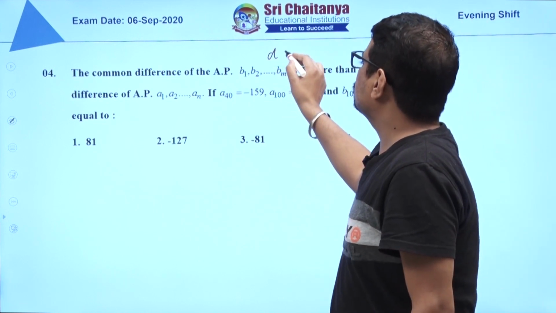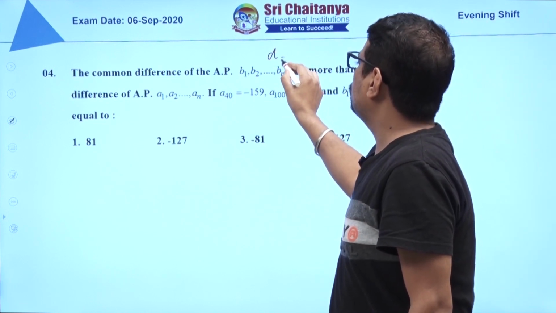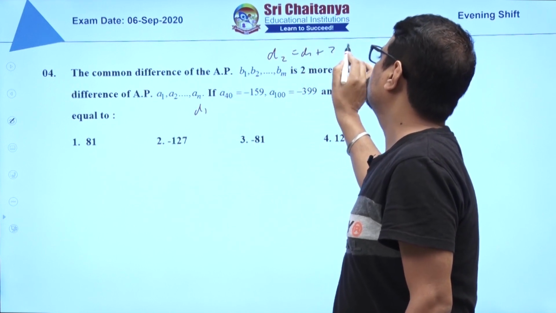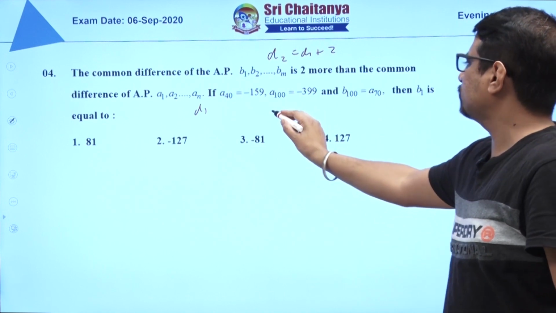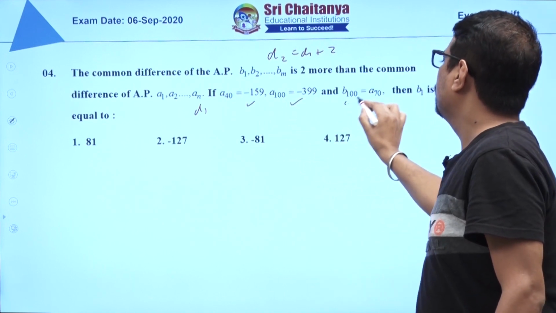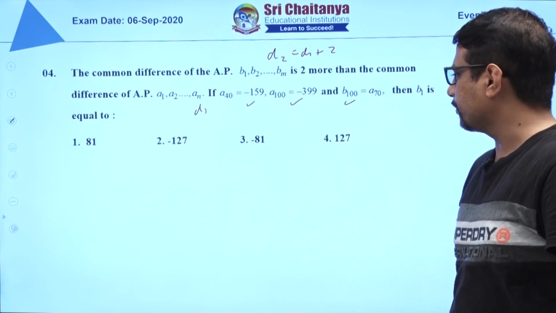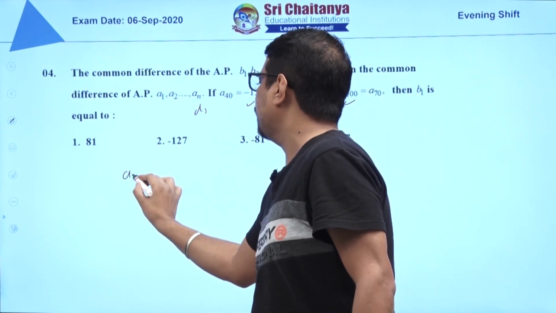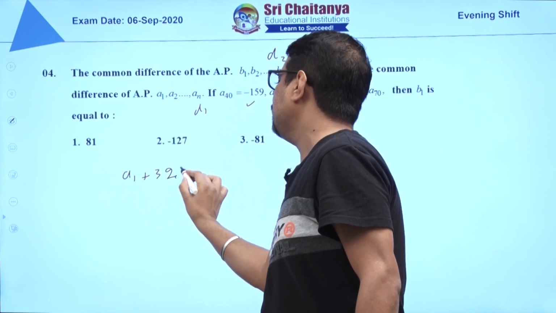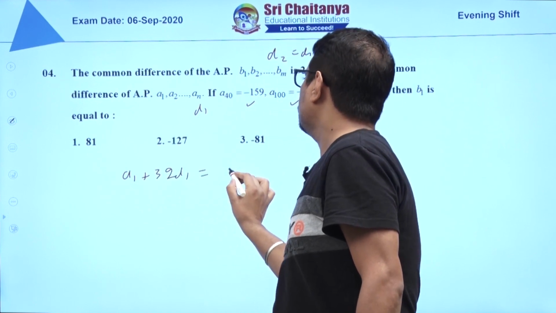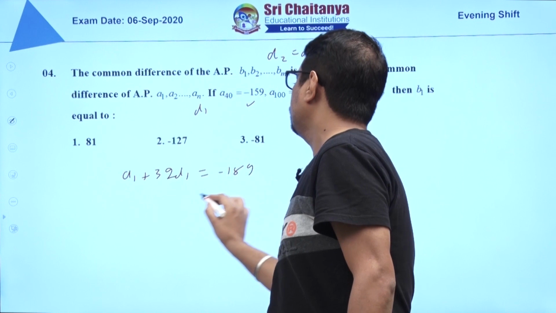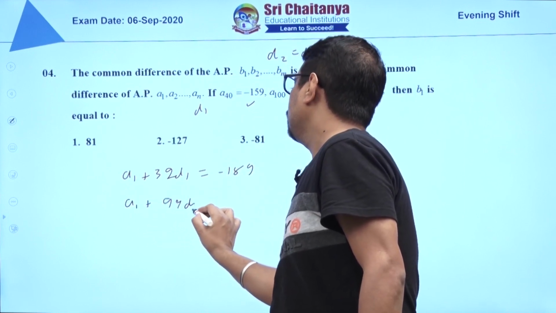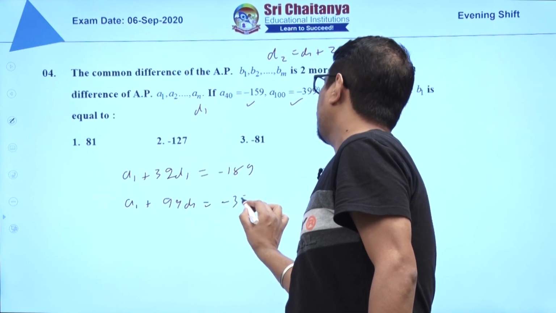The common difference of this is more. Let us call this d2 and this d1. So d2 is d1 plus 2, this is given. Now there are three equations that we will get from these three, and let us write these three equations and calculate b1. So when we write these equations, what we will get? A40 is a1 plus 39 d1 equals minus 159, and a1 plus 99 d1 equals minus 399.